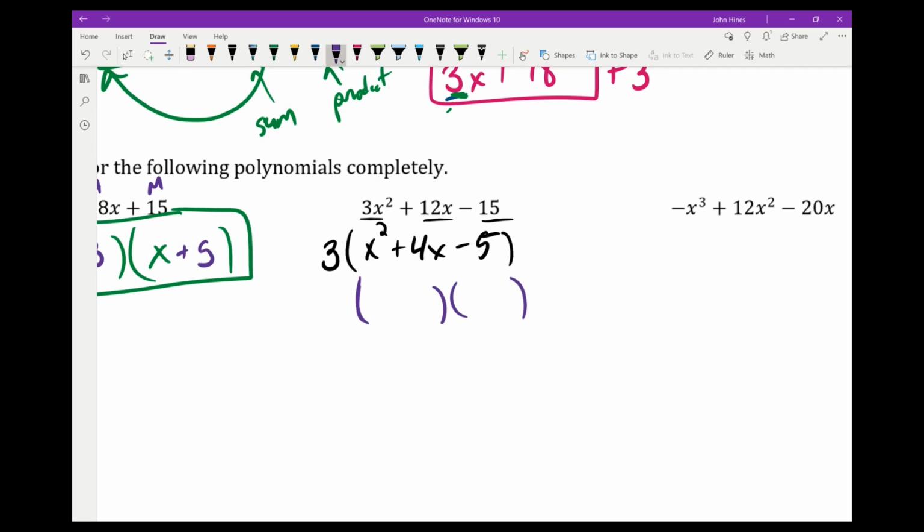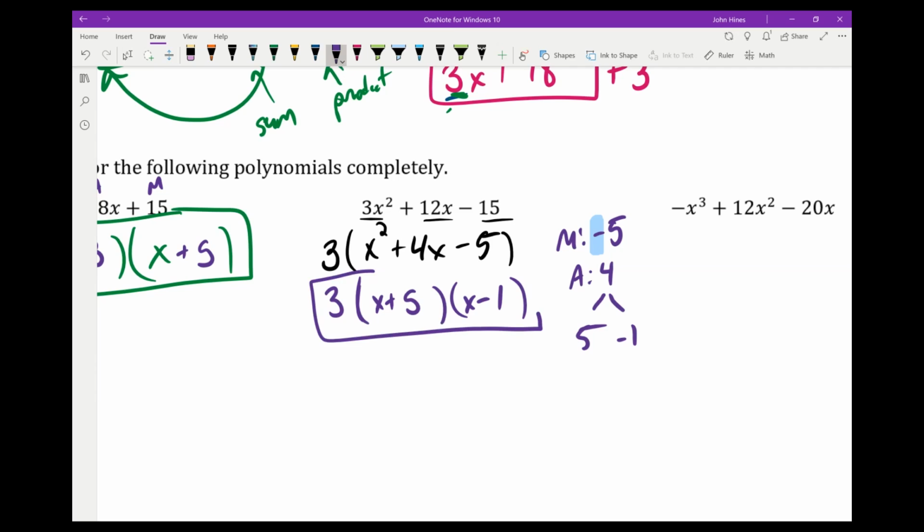I'm going to ask myself, self, what multiplies to the constant term, negative 5, that adds to 4? Notice if I multiply to a negative number, that means I need one of them to be positive and one of them to be negative. I'm adding to a positive, so I'm thinking what makes 5? Well, 5 and 1. I want to add to a positive 4, so the 5 is positive and the 1 is negative. And don't forget to bring down that GCF there.